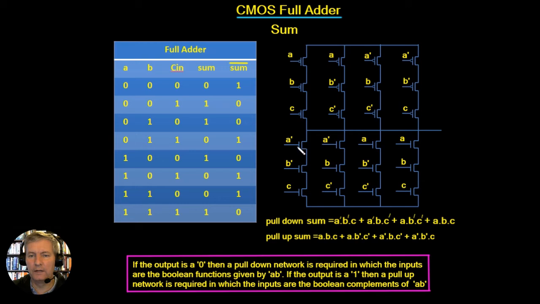So this full network here is going to give us the inverse of the sum. So if we were to actually generate the sum, we could take the output here and we could just put it through a CMOS inverter and get the value of the sum. So this is our network here for the sum, our network for a CMOS full adder sum section.